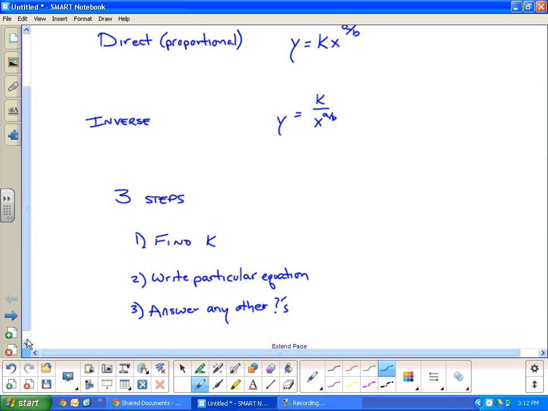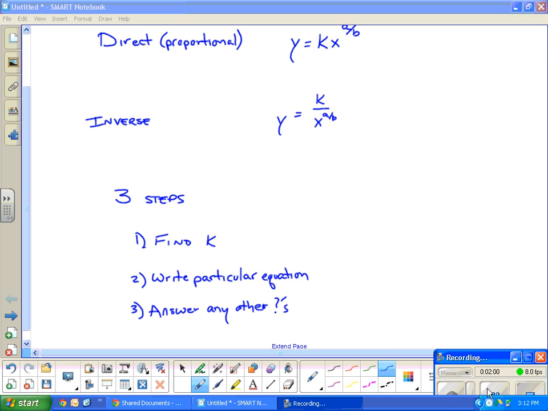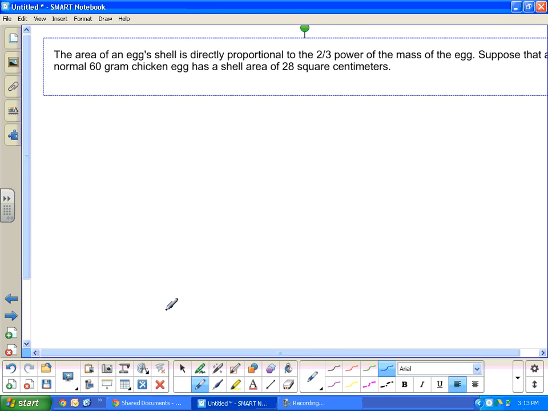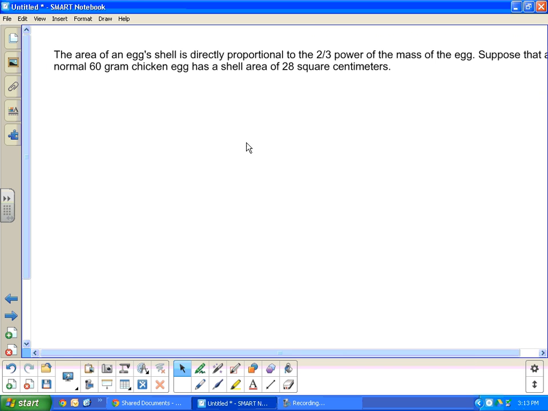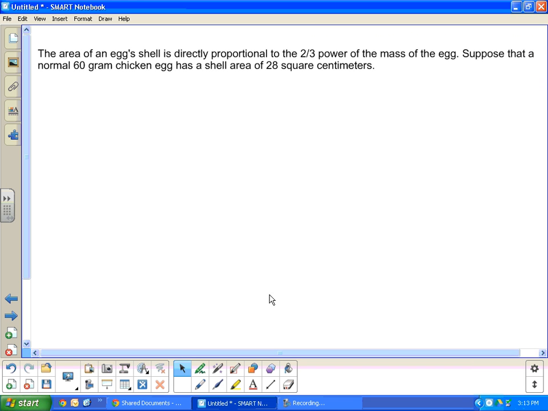Any other questions? Okay, so let's look at an example here. Our example here will be the area of an egg's shell is directly proportional to the 2/3 power of the mass of the egg. Suppose that a normal 60-gram chicken egg has a shell of 28 square centimeters.